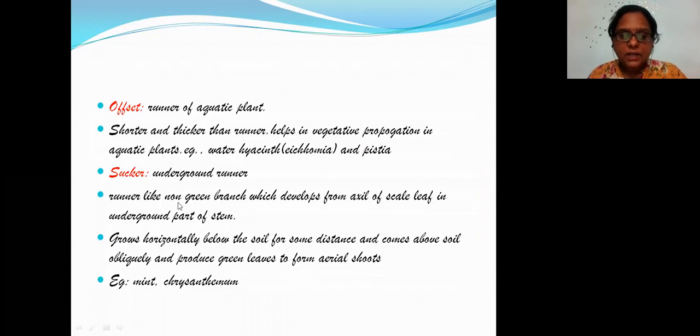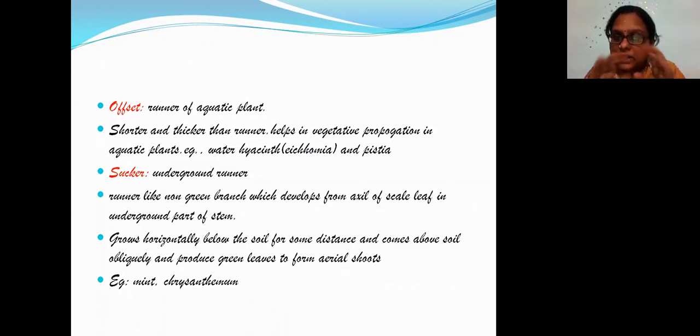So the sucker is an underground runner, a non-green branch which develops from the axil of the scale leaf in the underground part of the stem. So you have some underground part of the stem, right? You have a stem, and down in the soil also you have a small stem. Then only the roots come out, right? This is a subaerial, what we are seeing now is the subaerial.